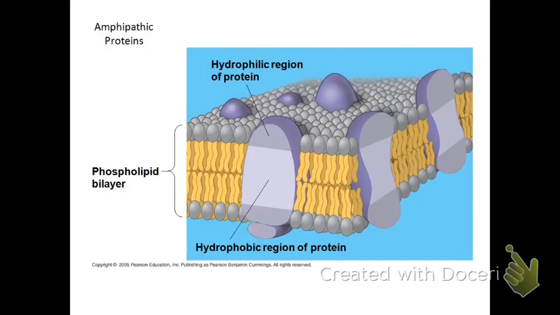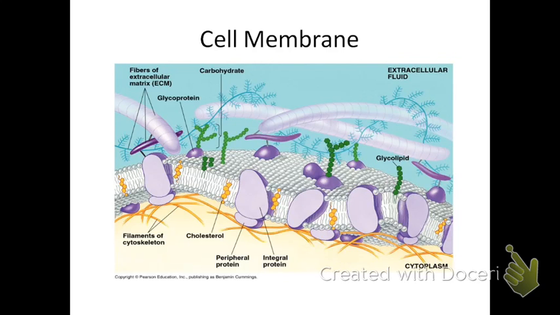So let's talk a little bit about proteins. These are also amphipathic molecules. This is due to the protein folding into a 3D structure, and proteins are composed of amino acids, some of which are polar and some nonpolar. So there are two types of proteins that are going to be present in the membrane.